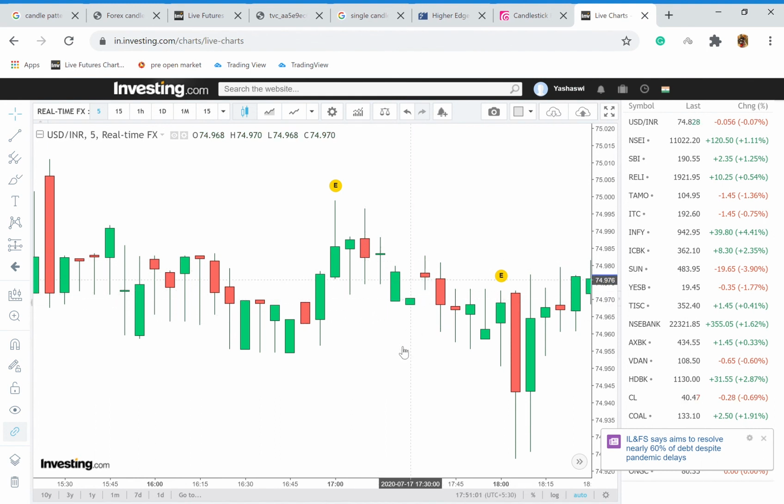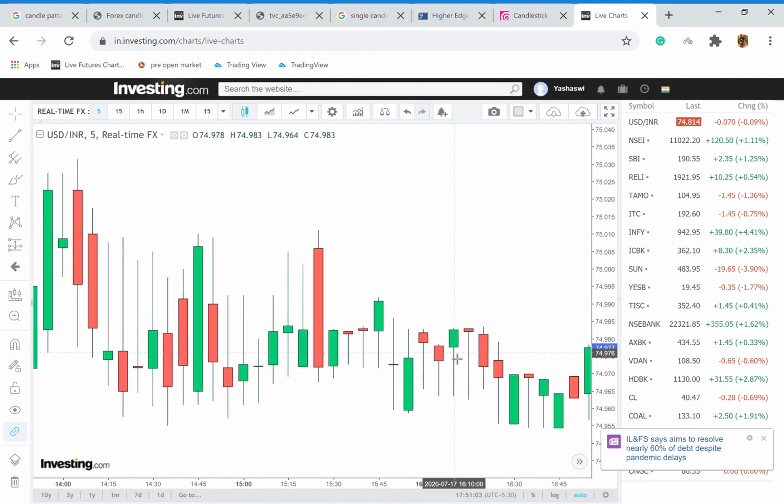Let's see some of the dojis. Dojis mean there is indecision: many people are trying to buy and many are trying to sell, but at the end, wherever it opened, it closed at the same price in that time frame. There was no decision, and the market didn't go up or down.